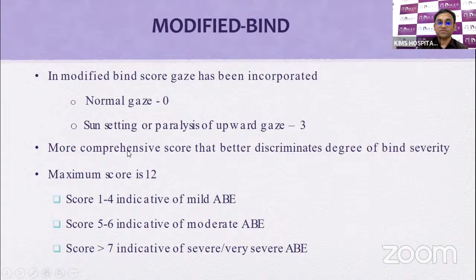It is a more comprehensive score with better discrimination than the simple BIND. The maximum score is 12, compared to the routine BIND, where the maximum score is 9. So a score of 1 to 4 here is an indicator of mild ABE; in the case of routine BIND, it is 1 to 3. A score of 5 to 6 is an indicator of moderate ABE; in routine BIND, it is 4 to 6. And a higher score indicates severe or very severe. So the modified BIND has better discrimination of the various severities compared to the routine BIND.